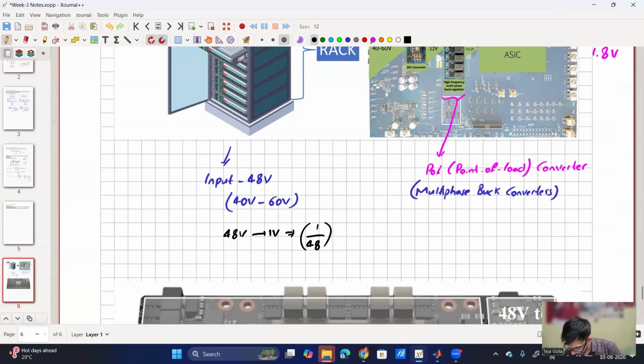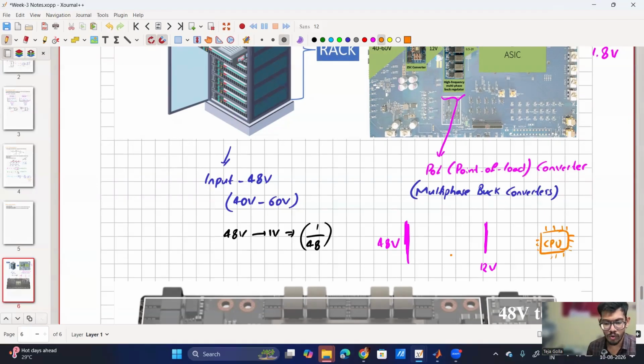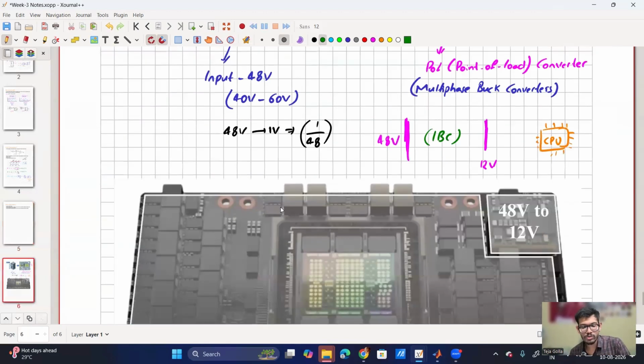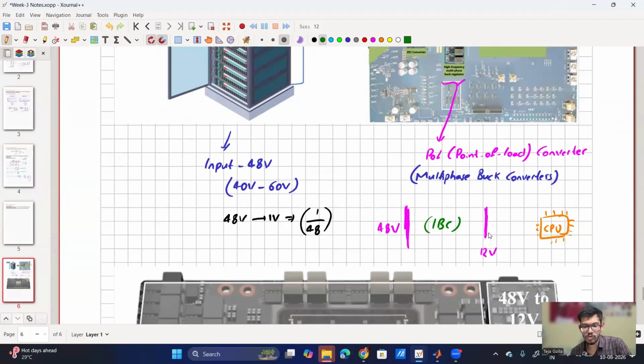That's why what people do is convert this 48 volt bus to a 12 volt bus, and then I have my CPU over here. So 48 volt is converted to 12 volt using a converter called the intermediate bus converter, IBC. I have written the full form here. IBC is the intermediate bus converter, just to reduce 48 volt to 12 volt. And here we will use the PoL converter to supply the power to the CPU.